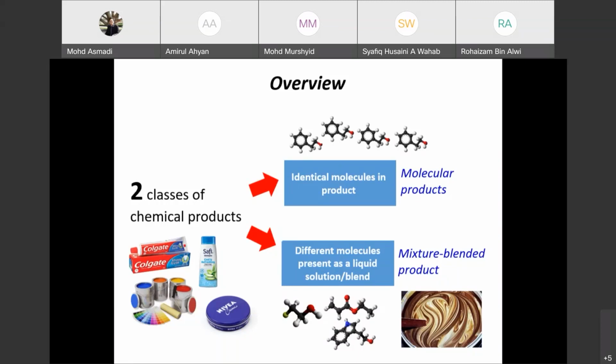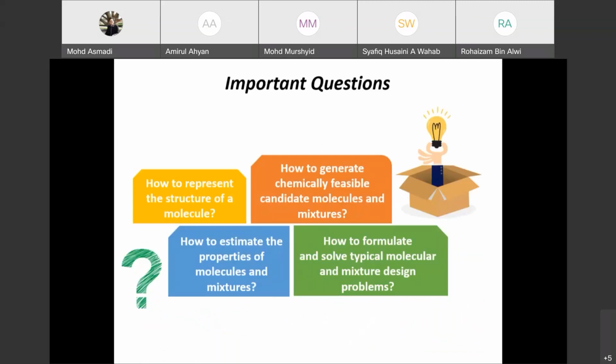For example, if you want to make lotion, right? It has a combination of many compounds, okay? Or toothpaste. Itu pun sama lah. Paste, paint. This is what we call a mixture blended product. Okay? Faham? So kena ingat yang dua tu.